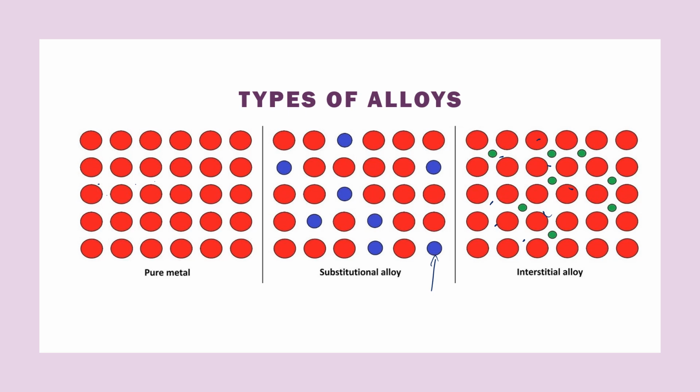An interstitial alloy, on the other hand, you're going to see a much larger difference in the radius of the two substances present. So the smaller one will be able to fit in the gaps between the larger one. You still have those mobile valence electrons, but you'll also have smaller atoms fitting in between. This makes interstitial alloys much more dense and rigid because it's filling in the gaps.